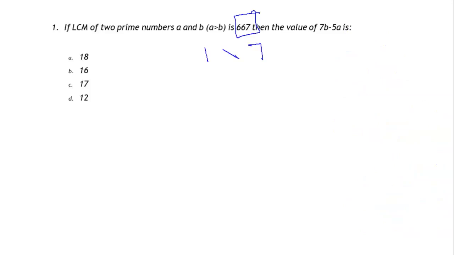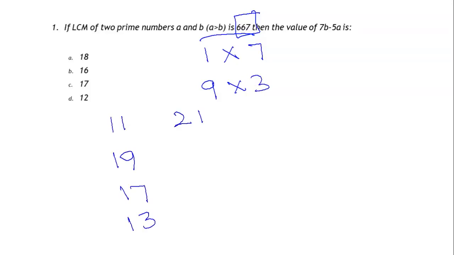See, 667 is the number. It should be 1 and 7, or else it should be 9 and 3. Okay, so when I take the prime numbers, 11, 19, both are prime. The next number we have is 21. 11, 19 is possible. Then we also have 17 and 13. So here, 21 is not possible.